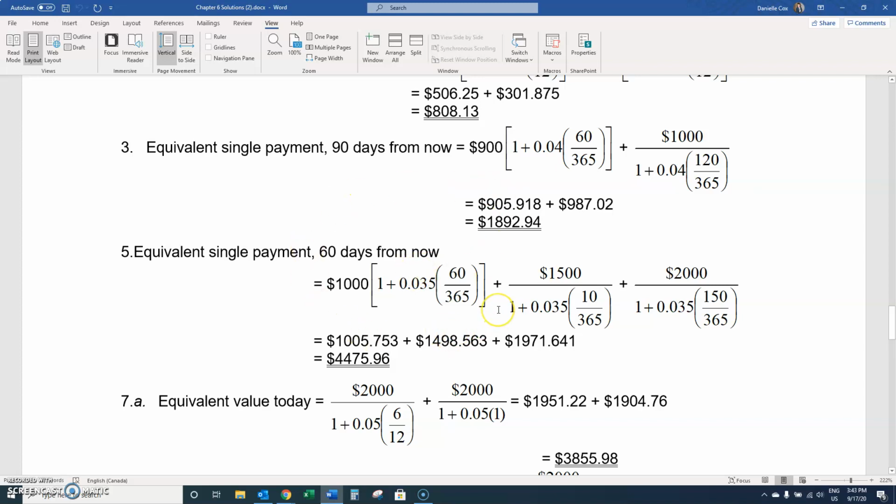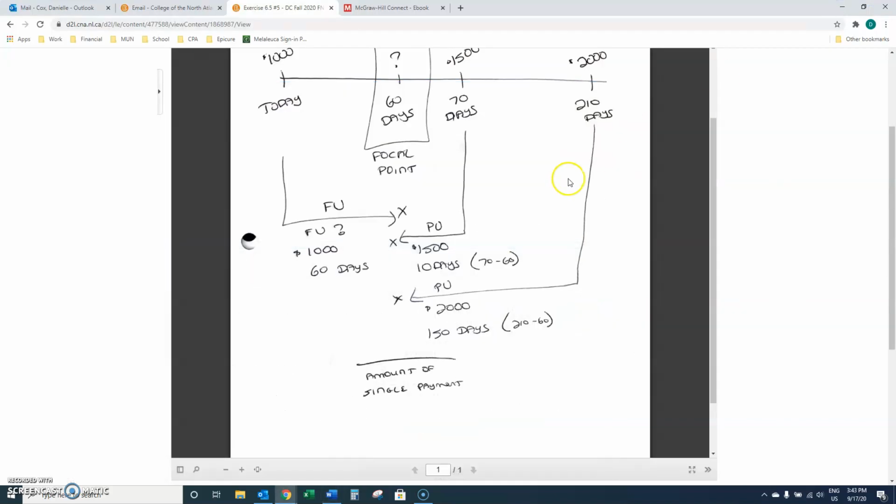So practice doing that on the calculator if you can. Again, we recommend the BA2 Plus. That's the one the textbook uses. I'm not going to go into more detail about how to calculate it, but it's very important that we draw these timelines. They will help you drastically.